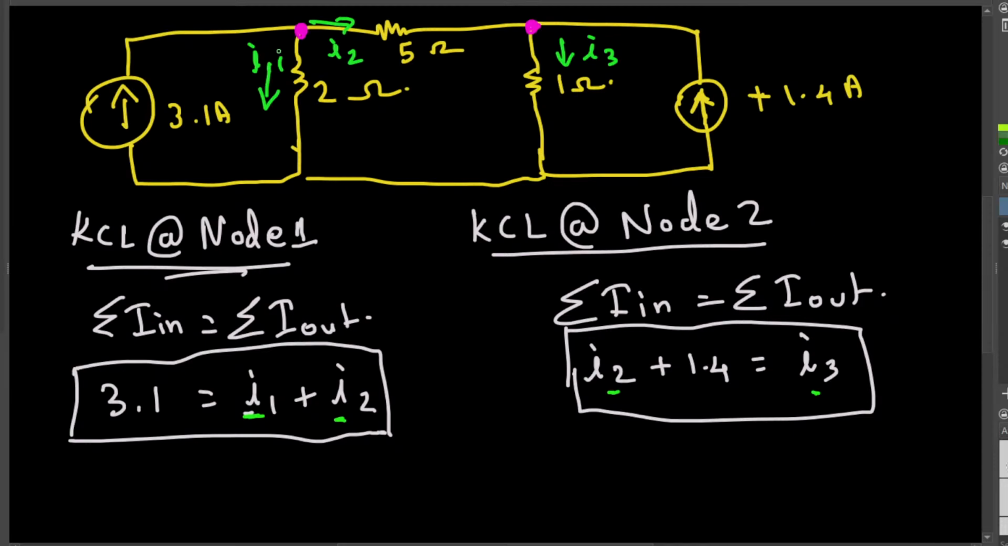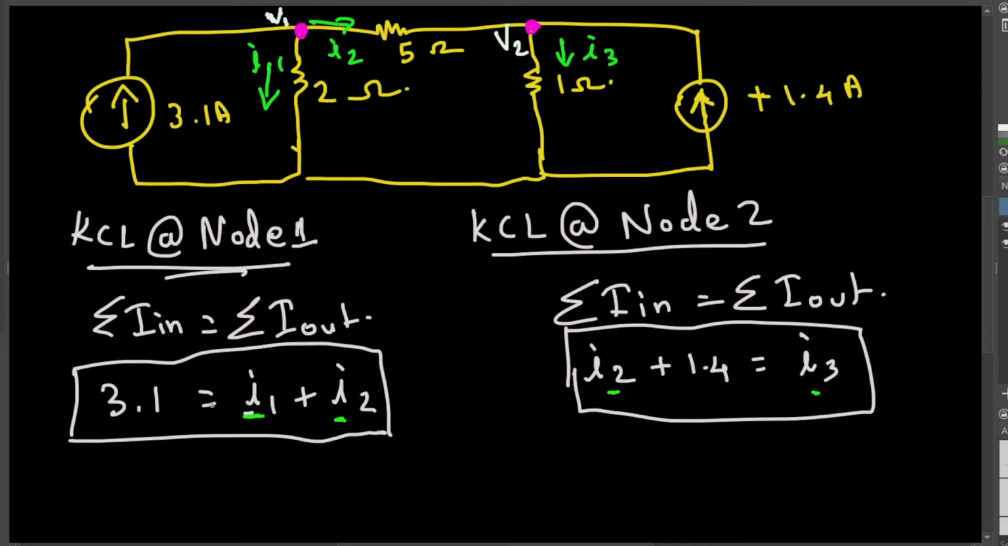What we can do right here is, if you look at the voltage here, if I take the voltage here as V1, and if I take the voltage right here as V2, then I can write I1, I2 and I3 in terms of voltage. So we are going to have two unknown variables. So let's actually do that.